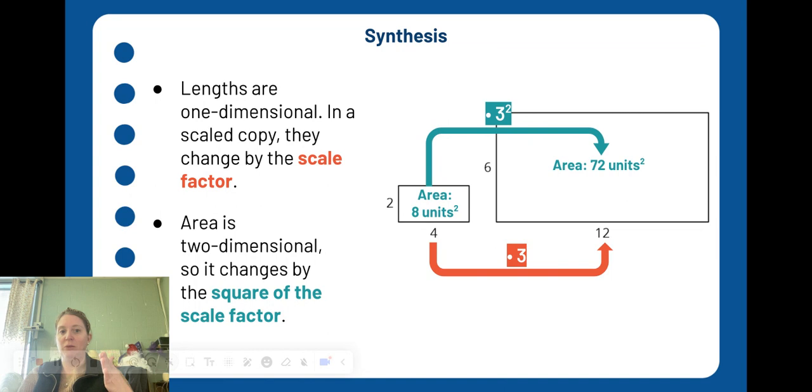Just like we said, if the scale factor was 3, then the area would be 9 because it's 3 times 3. If the scale factor would be 4, the area would be 16 times bigger because 4 times 4 is 16. If the scale factor is 6, again, 6 times 6 is 36. The area would be 36 times bigger.